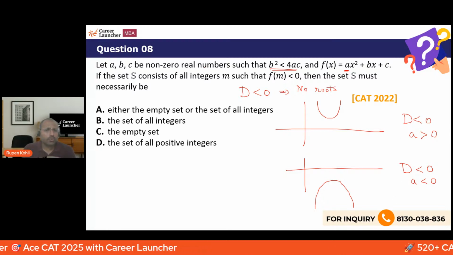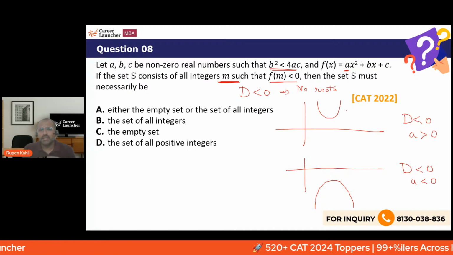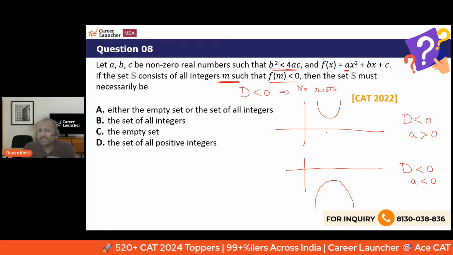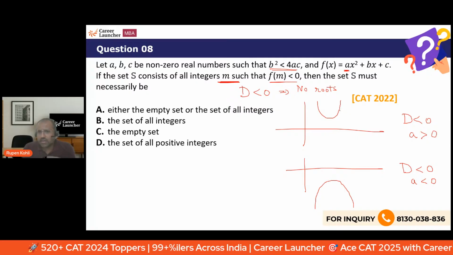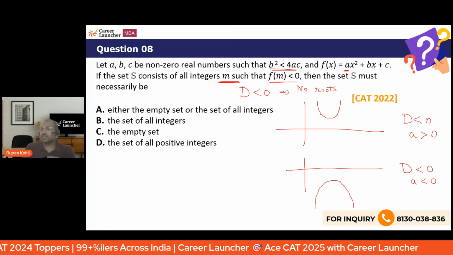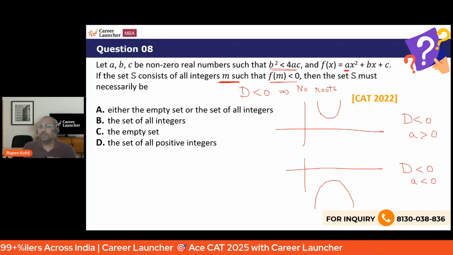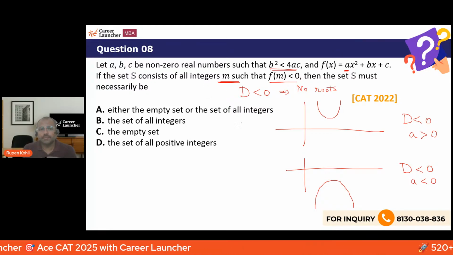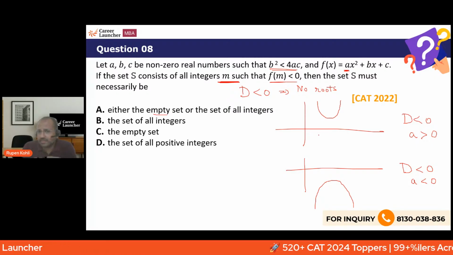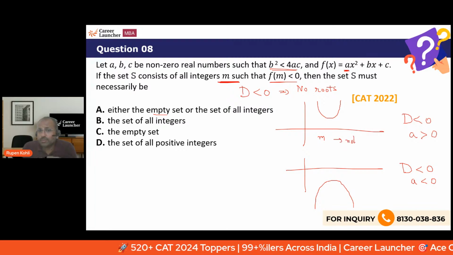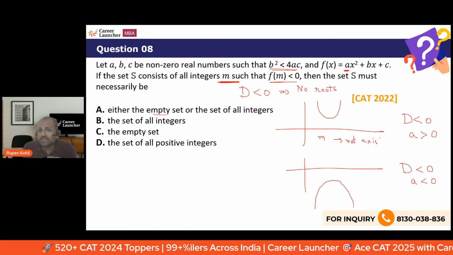So what could be the set of all the integers m such that f of m is negative? In the first graph, there is no value of m that exists. The function is never negative. So what would you say about the set S of all integers m? The empty set. There is no such integer m, right?